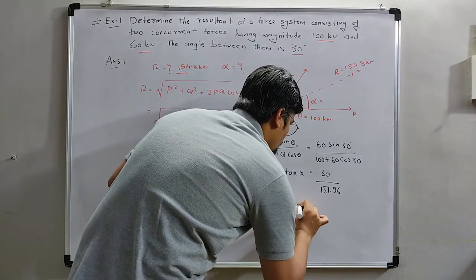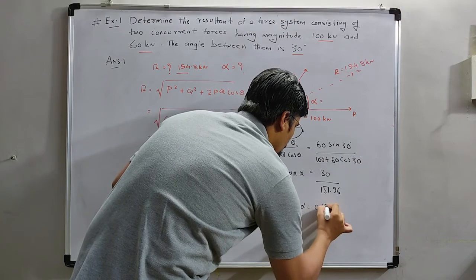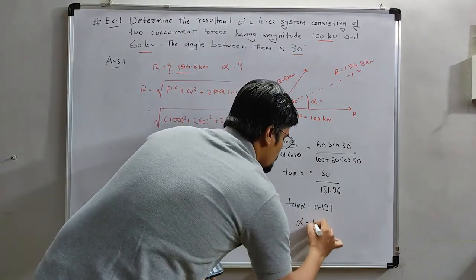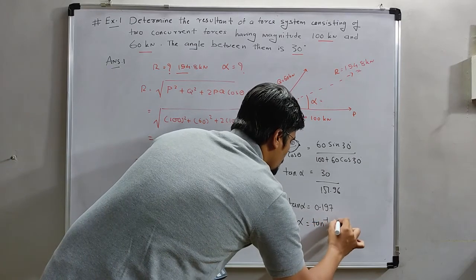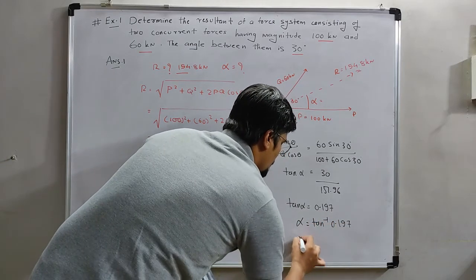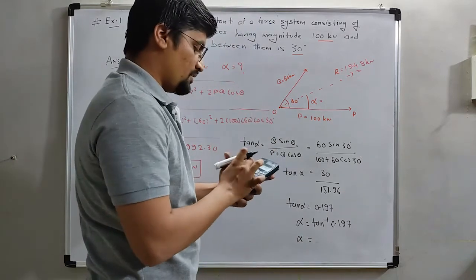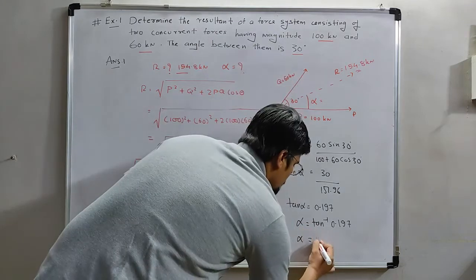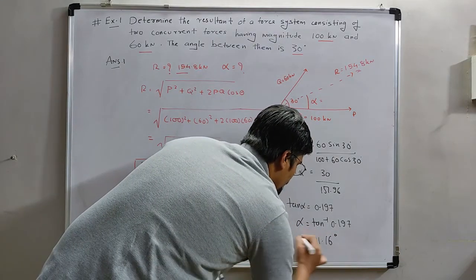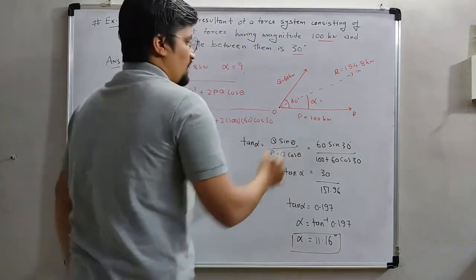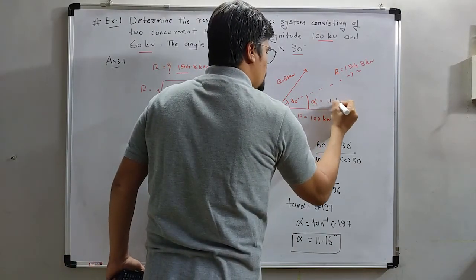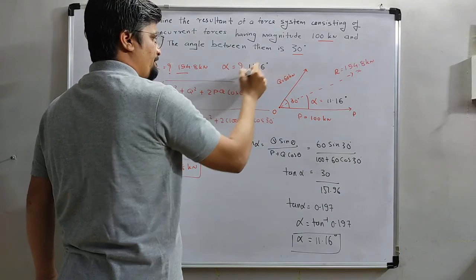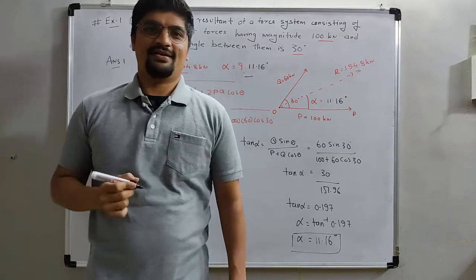So tan alpha is equal to 0.197. So alpha is equal to tan inverse 0.197, and with shift tan inverse we get alpha as 11.16 degrees. So the alpha is equal to 11.16 degrees. It's a simple sum.